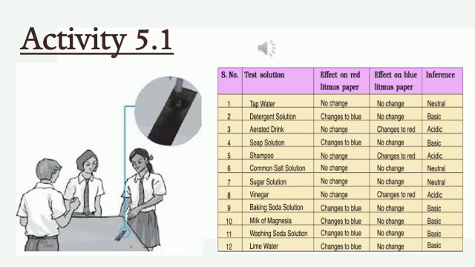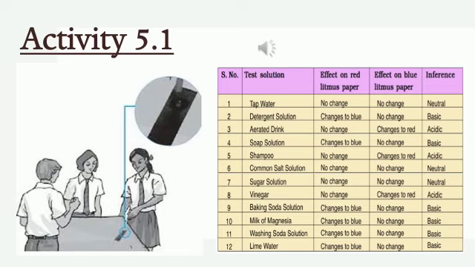What about milk of magnesia? It changes to blue. That means no, it is not acidic. It is basic. What about washing soda solution? It changes to blue. That means it is basic. And also lime water, it changes to blue. That means it is basic.